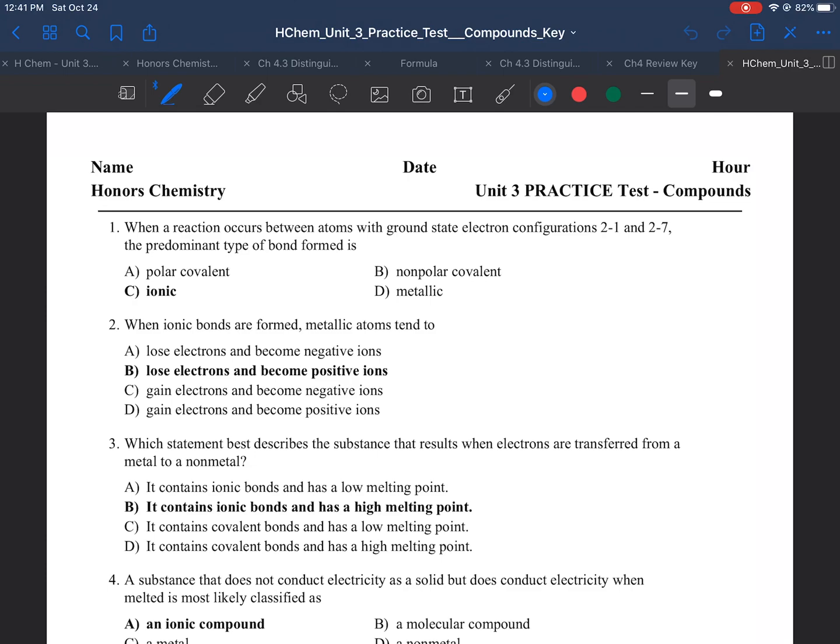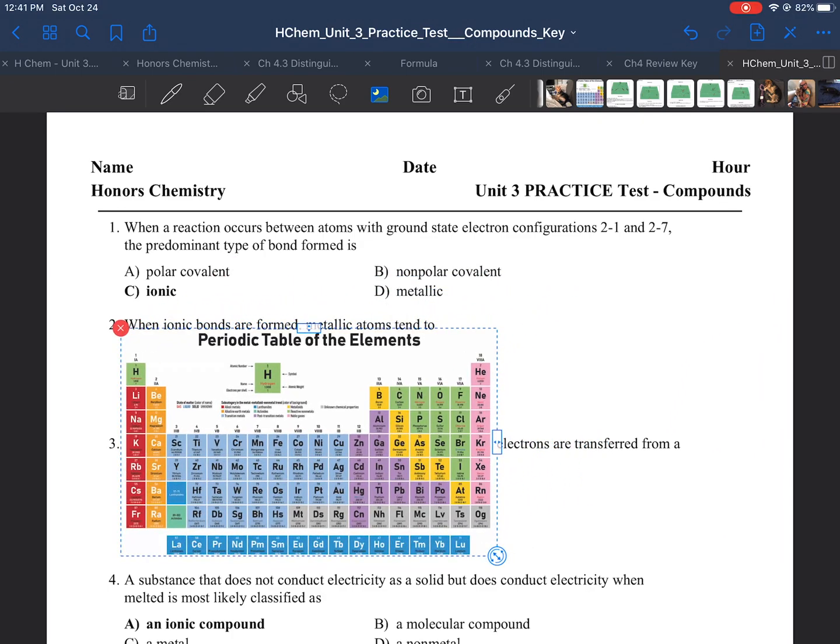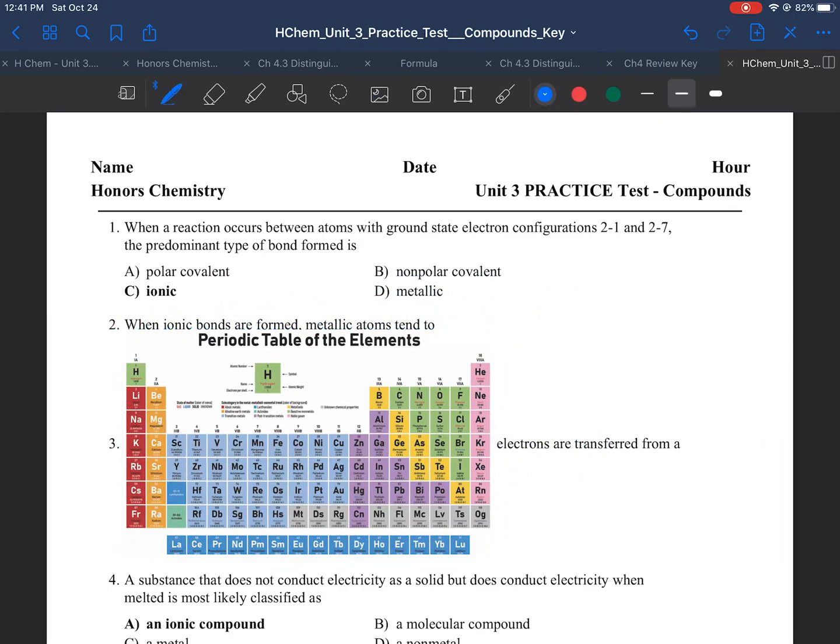When a reaction occurs between atoms with the ground state electron configurations 2, 1 and 2, 7, I will pull up the periodic table here. 2, 1 means 3 electrons, and 2, 7 is a total of 9 electrons, which if we look up those atomic numbers, we're looking at lithium and fluorine. In our case, we have a metal and a nonmetal, which gives us the answer of ionic.